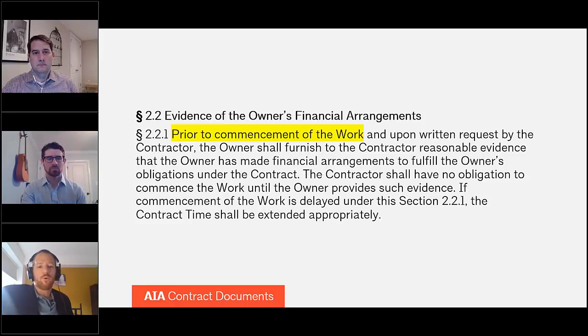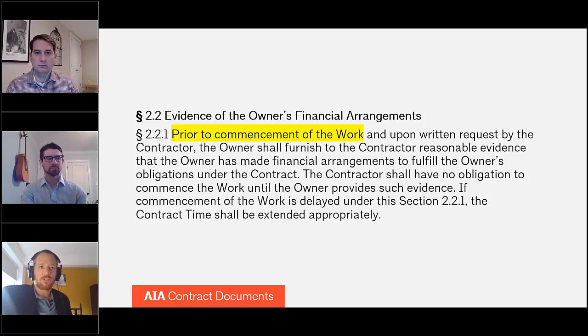Section 2.2.1 is where we find the contractor's right before commencement of the work. And that section states that prior to commencement of the work and upon written request by the contractor, the owner shall furnish to the contractor reasonable evidence that the owner has made financial arrangements to fulfill the owner's obligations under the contract. So, gentlemen, I think this is a place that we should probably pause and talk about the phrase reasonable evidence for a few minutes.